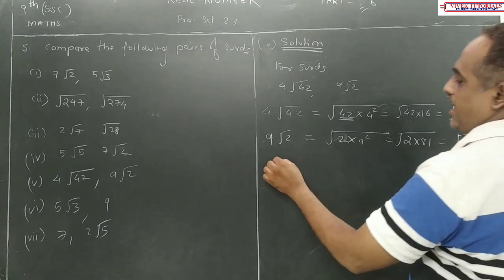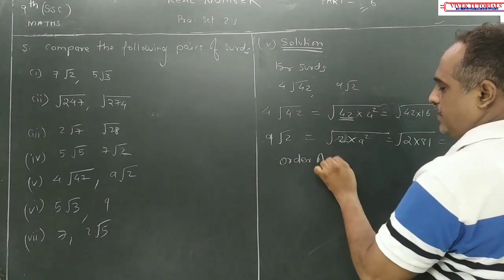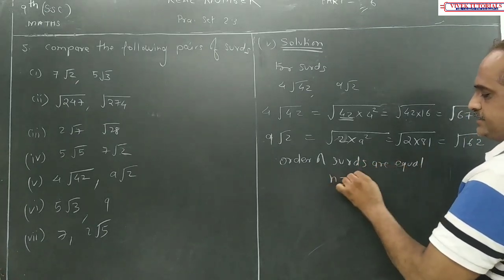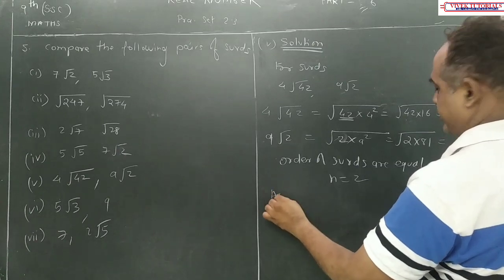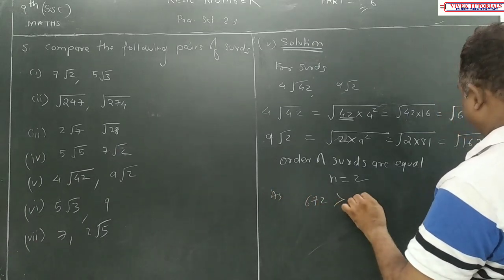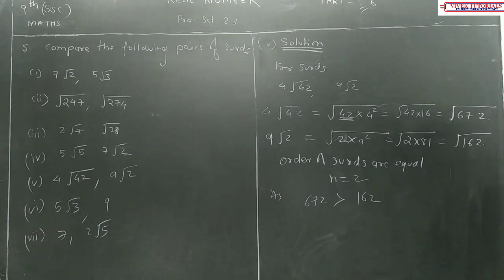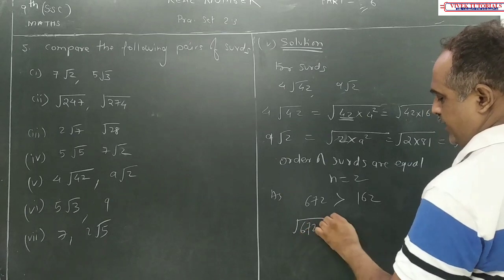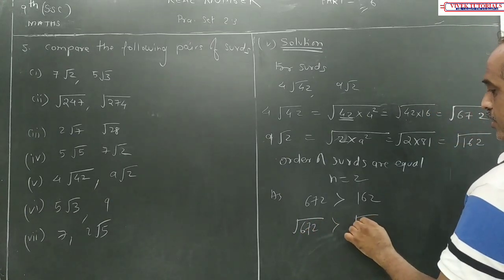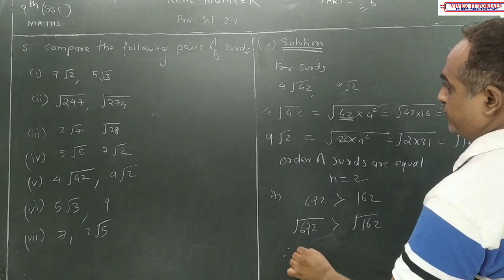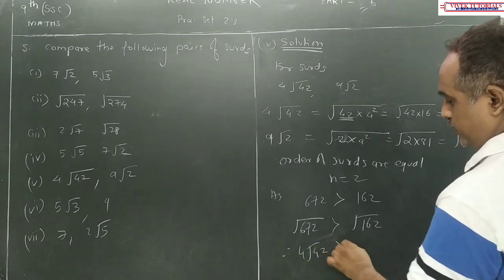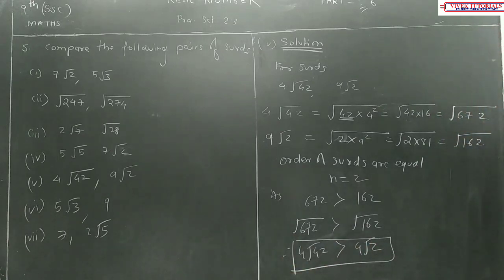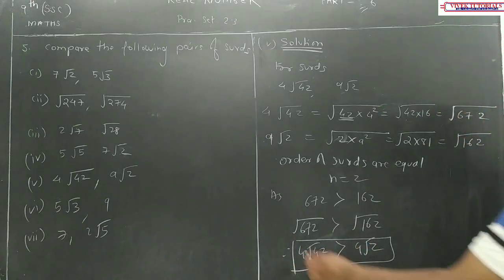Then you are going to write order of surds are equal, that is n is equal to 2, and as 672 is greater than 162, so ultimately what I'll get, root 672 is greater than root 162. Therefore, 4 root 42 is greater than 9 root 2. This you are going to put in the box, and that is your final answer. Copy down it properly.